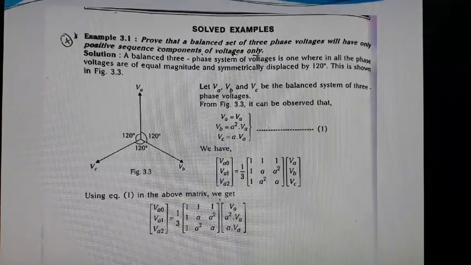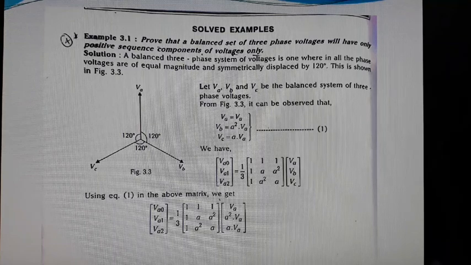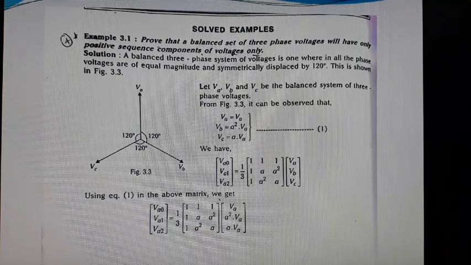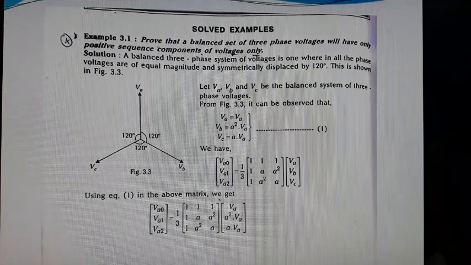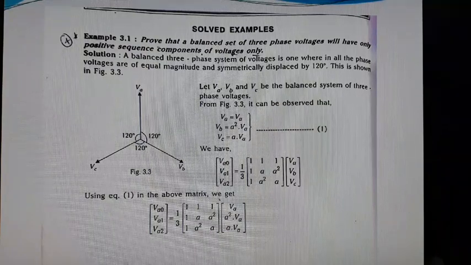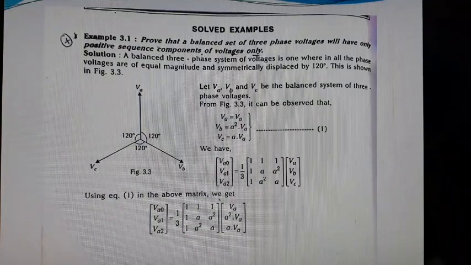Let us solve a few examples from this. Prove that a balanced set of three-phase voltages has only positive sequence components of voltages. So we have to prove that a balanced set of three-phase voltages will have only the positive sequence components.